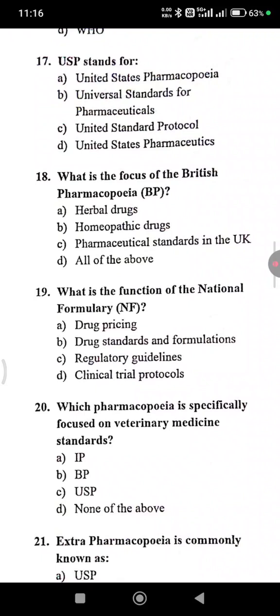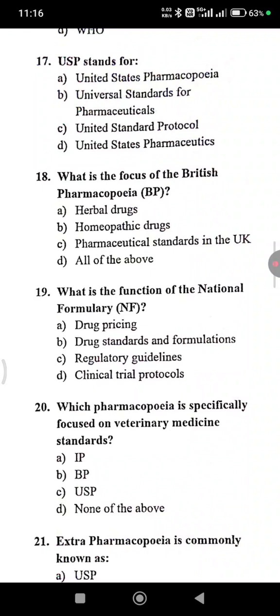What is the focus of the British Pharmacopoeia? It is not herbal, it is not for homeopathic drugs, it is only for allopathic drugs, that is, pharmaceutical standards in the UK. The right answer for question number 18 is option C, pharmaceutical standards in the UK. Let's go to question number 19.